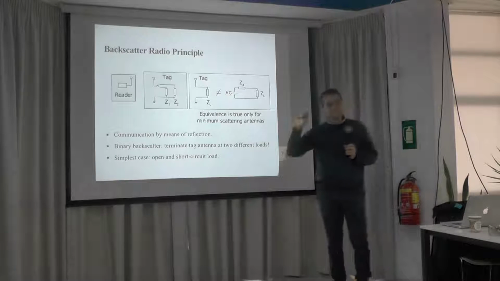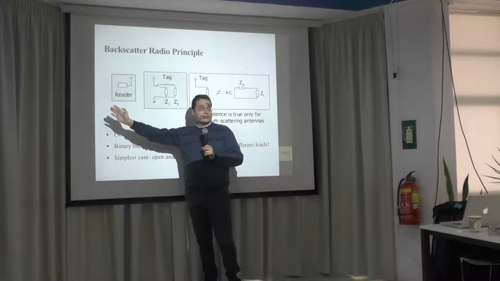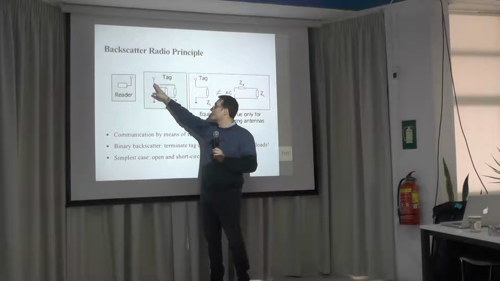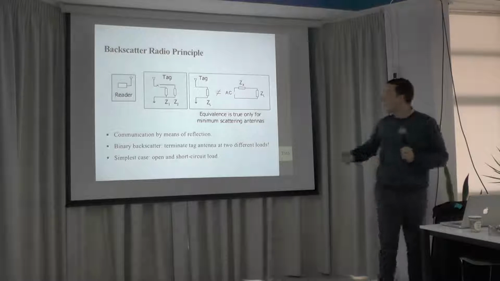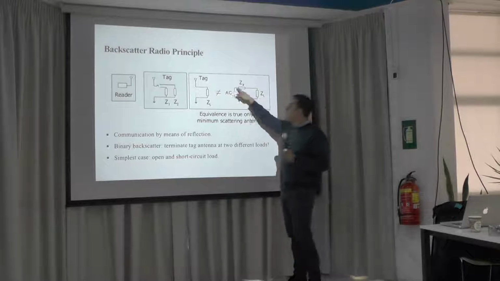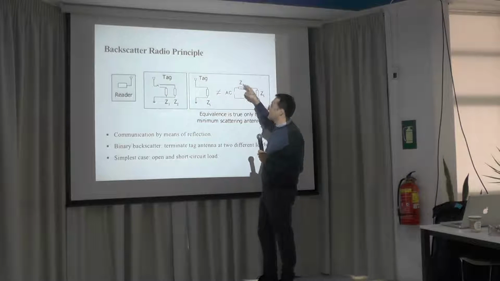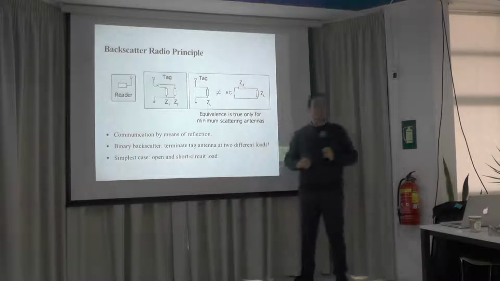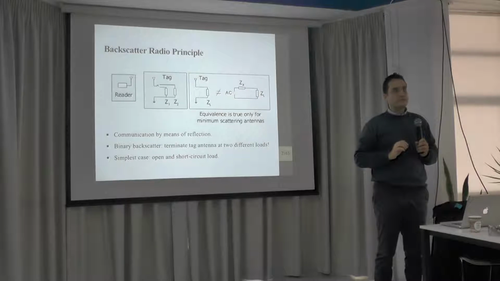You illuminate this antenna, information is scattered back, and information can be conveyed on the reflection coefficient between the antenna and the load. Whoever is an electrical engineer here can understand that. We have something like an AC source, the incoming field from the antenna. You have a characteristic impedance of the antenna, and you have one of the two loads, whichever is connected to your antenna. So simple.